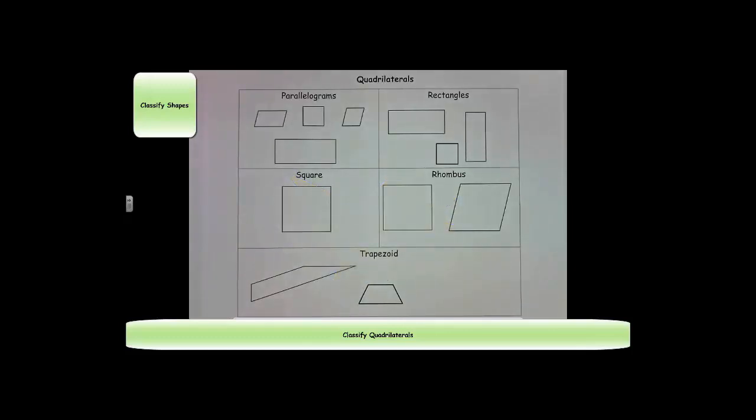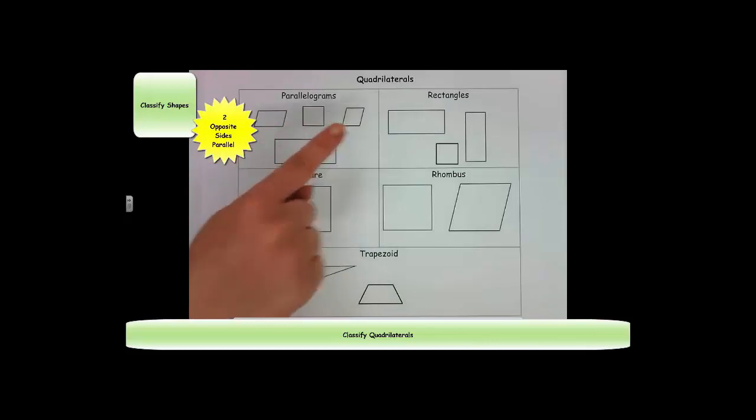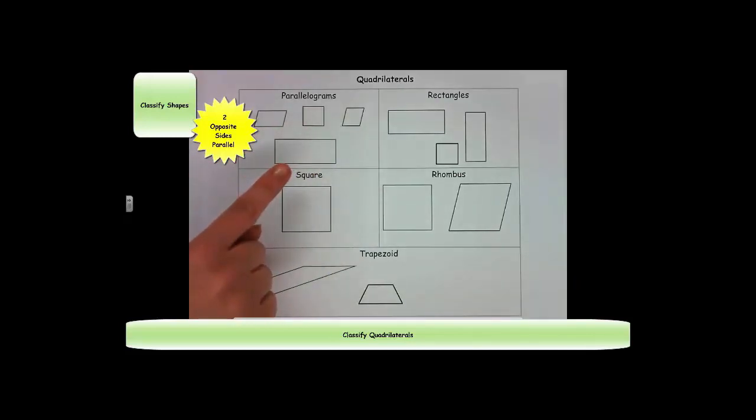Here are some of the quadrilaterals that students in 3rd grade learn about. They learn about the sides, the angles, and they learn about how they can categorize these quadrilaterals into different groups. The first quadrilateral that we're going to discuss is the parallelogram. A parallelogram is a quadrilateral that has 2 opposite sides that are parallel. And you can see here that we have different representations of parallelograms.